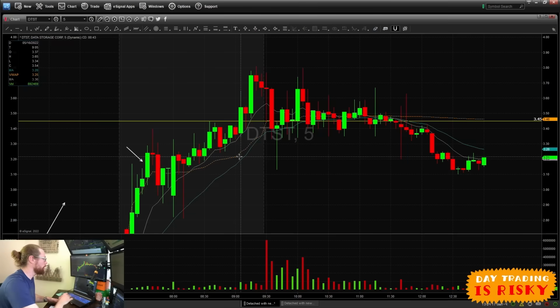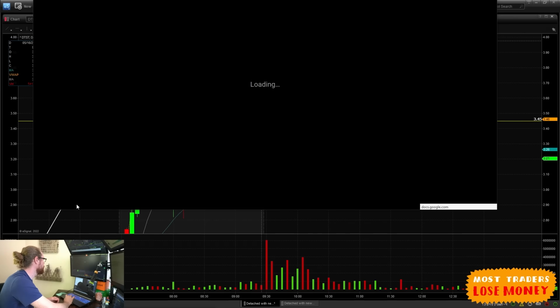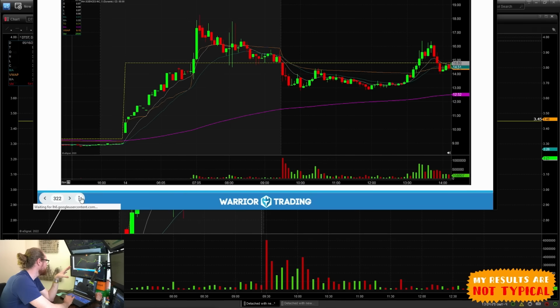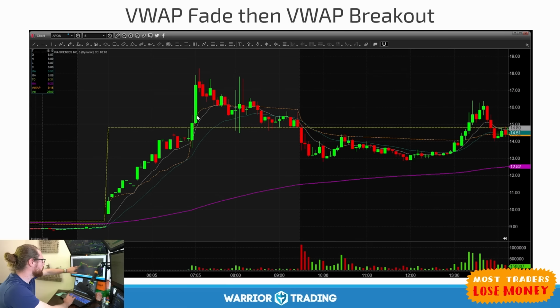So let's go back to our chart and I'll show you a couple of examples here. Let's see, I'll just go full screen on this real quick. So this is going to be an example of volume weighted average price. And you can see here this orange dotted line. So the stock, look at how quick the volume weighted average price moves up right here.